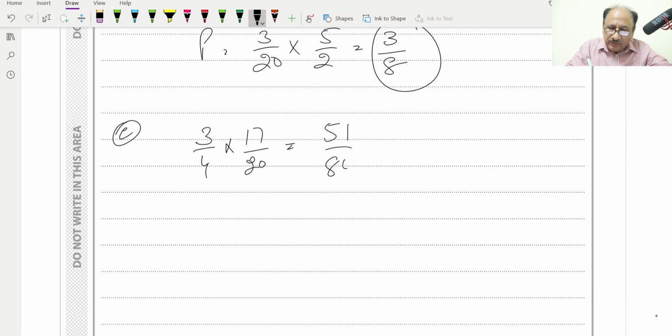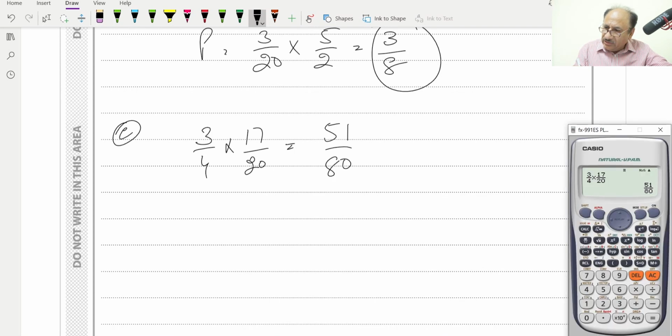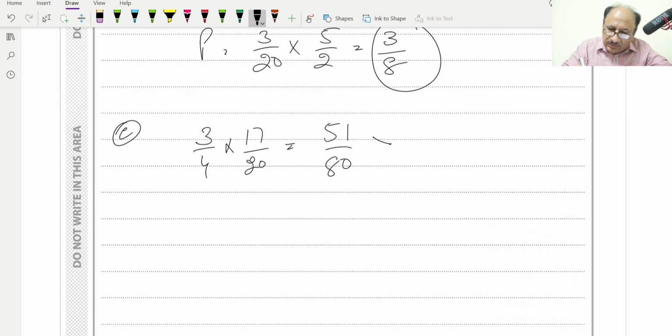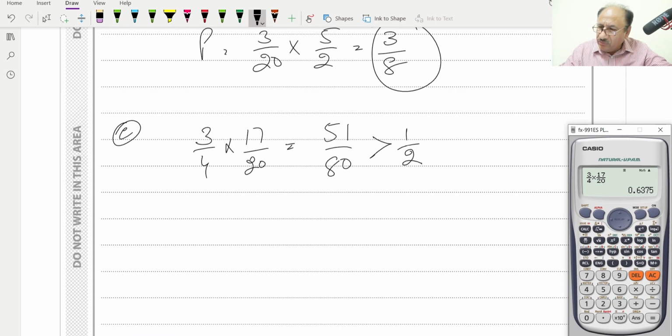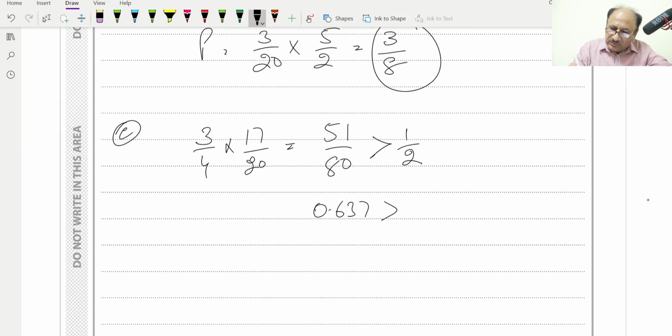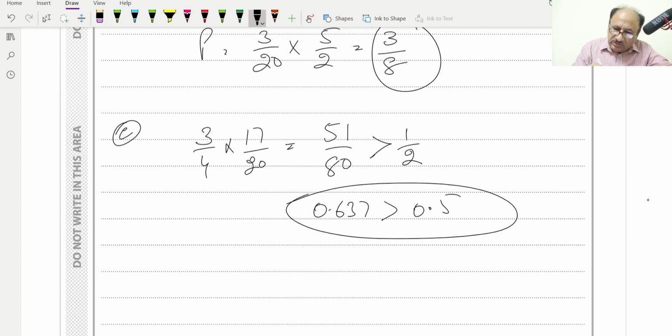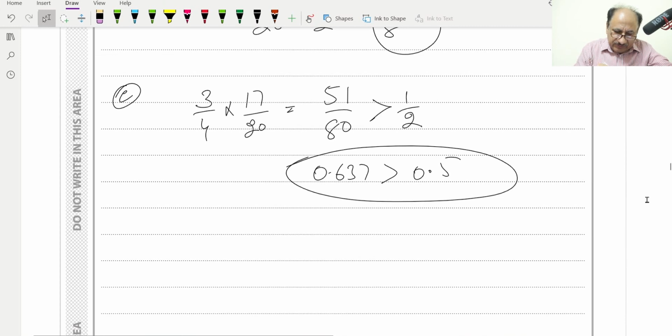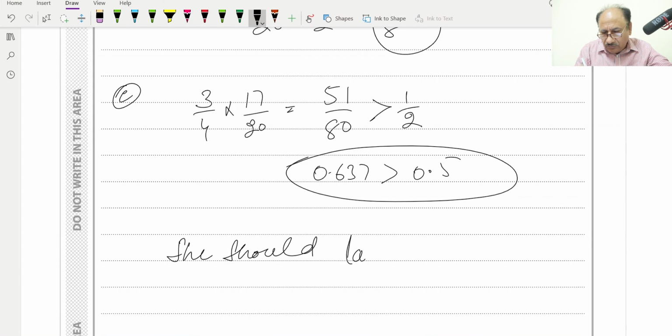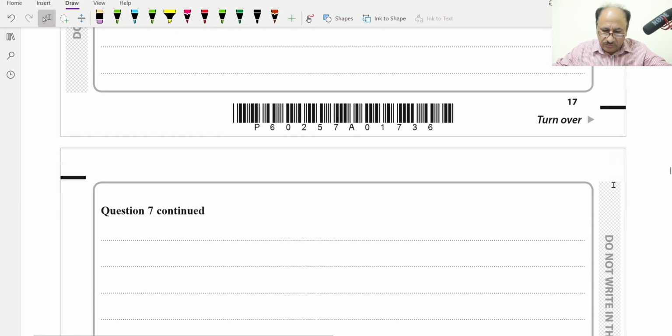51 over 80 is greater than 1 by 2, because if you check the decimal value it is 0.637. So 0.637 is greater than 0.5. This shows that she should take the test. This will be a sufficient answer for this part.